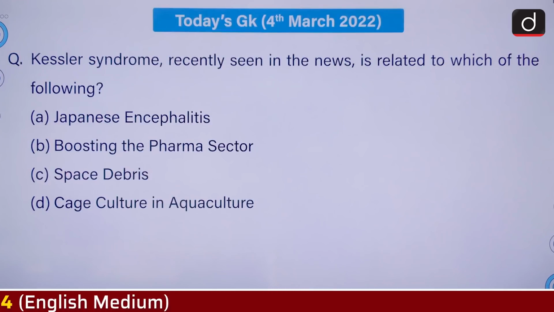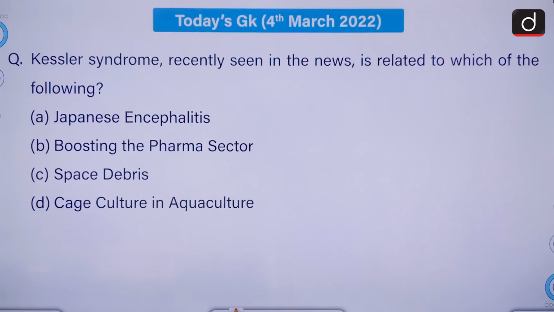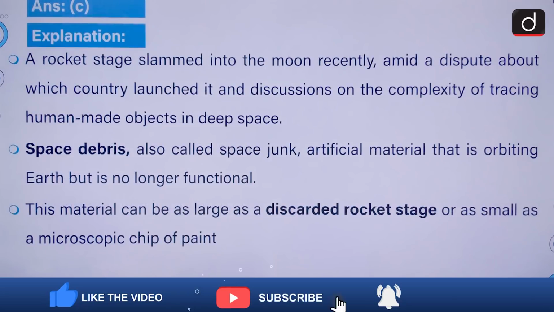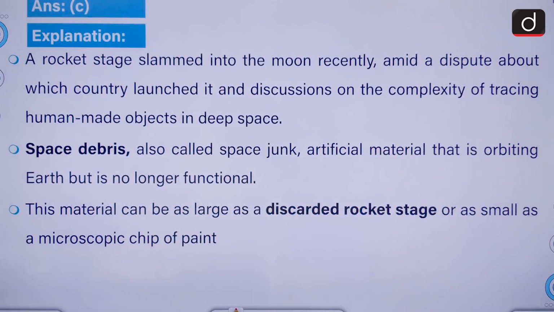Kessler syndrome, recently seen in the news, is related to which of the following? It is related to space debris. C is the correct answer. A rocket stage slammed into the moon recently amid a dispute about which country launched it and discussions on the complexity of tracing human-made objects in deep space.